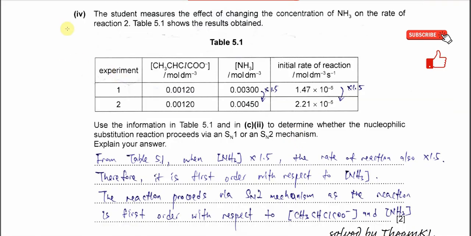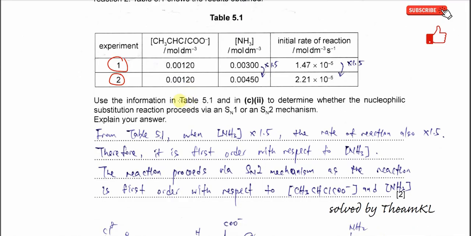Now, for part 4, remember, the ammonia is not in excess. Ammonia now has a certain concentration. From experiments 1 and 2, you need to determine the order of ammonia. So this question is very easy.